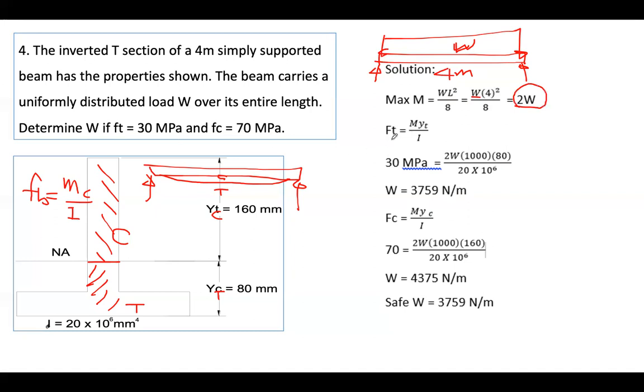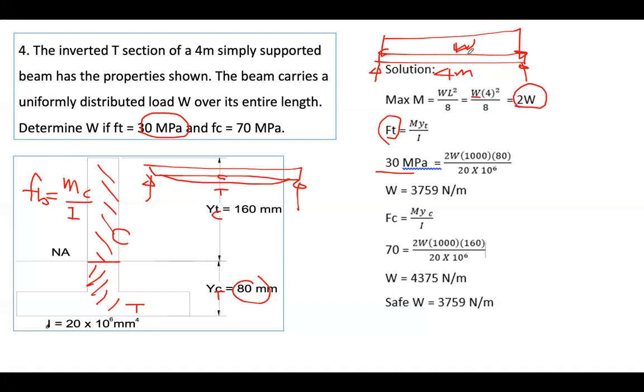If we're going to consider the tension side, according to the given problem, the maximum is 30 megapascal. You substitute 30 megapascal, okay? So, you have here 2W. YT is 80. Okay, ito, 80. Bakit 1,000? Nag-convert lang tayo dito para maging parehas siya.